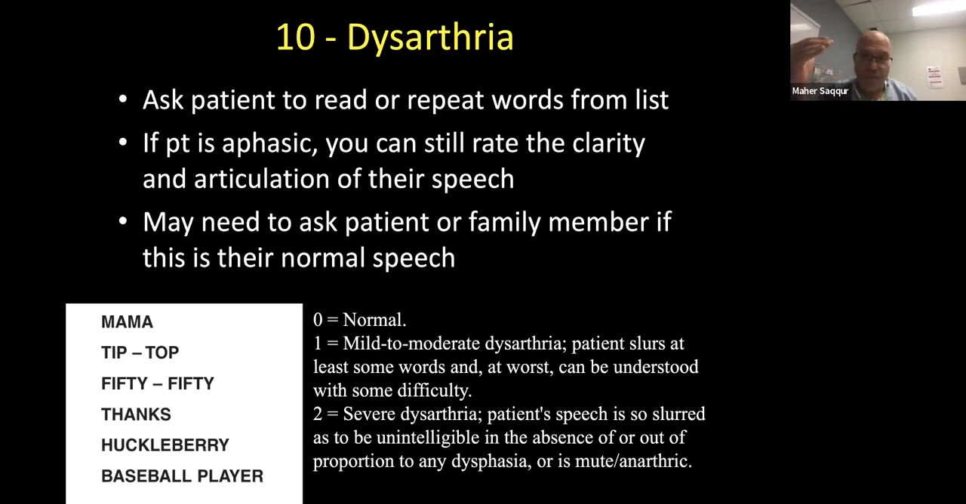If they say it normally, it's normal. If there are articulation difficulties, then you give them 1, mild. If it is severe, their speech is so slurred you cannot understand them, then I'll give them 2. So 0, 1, or 2.